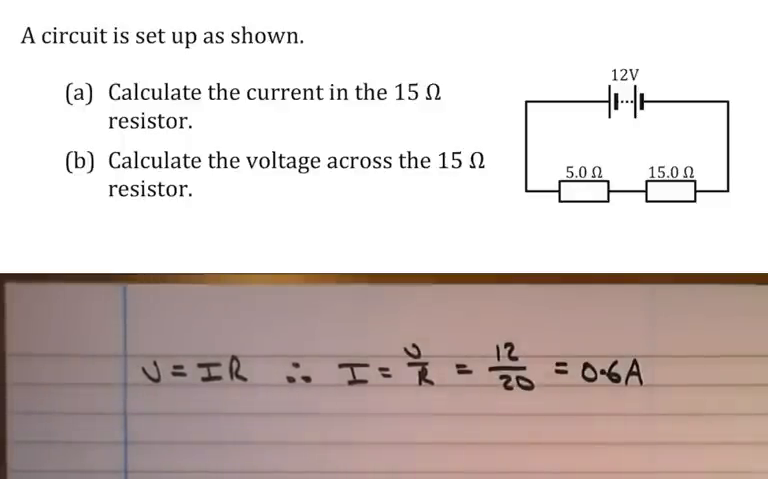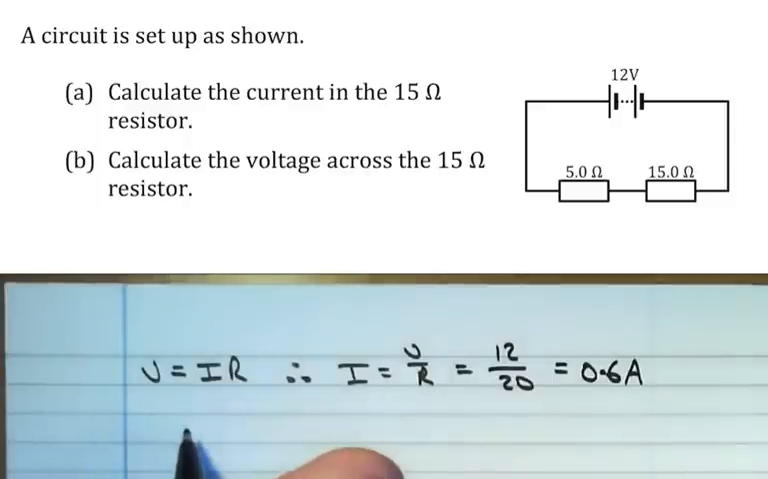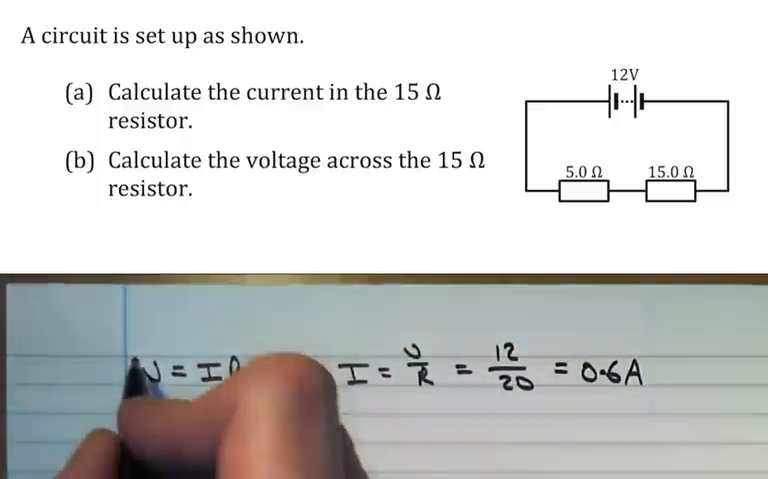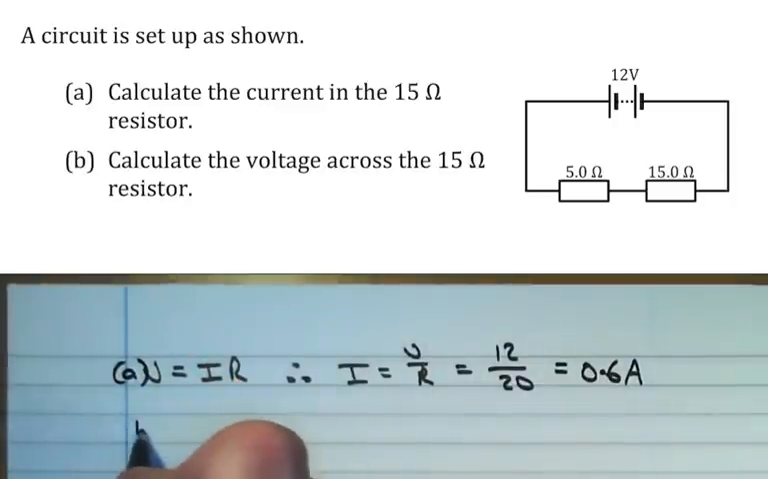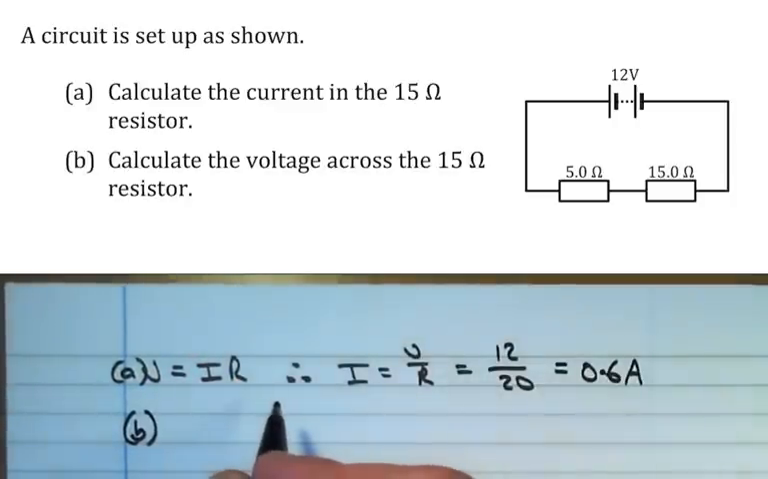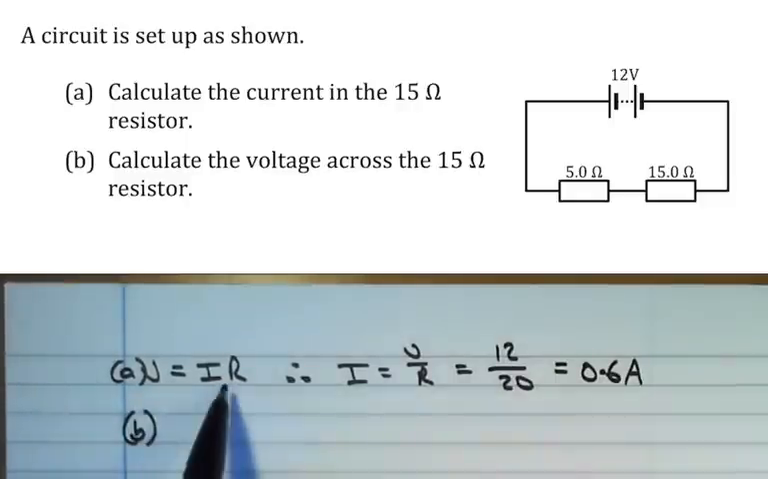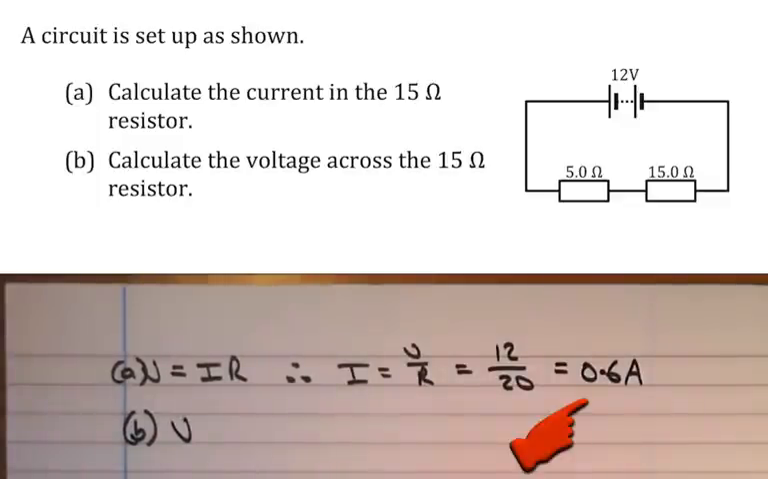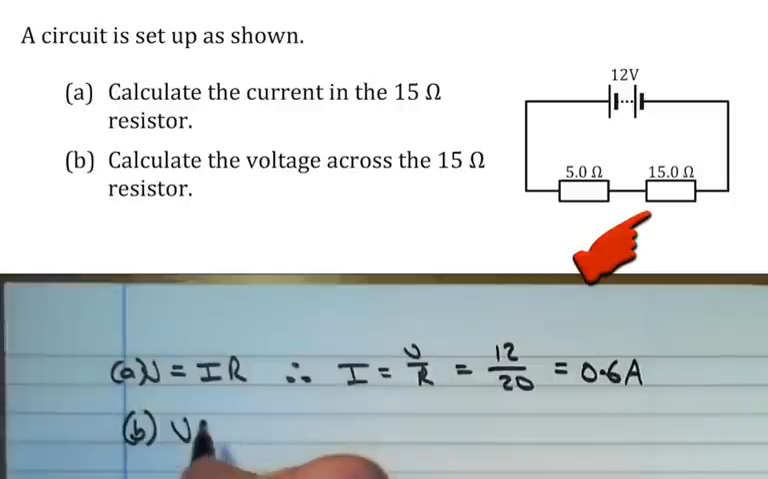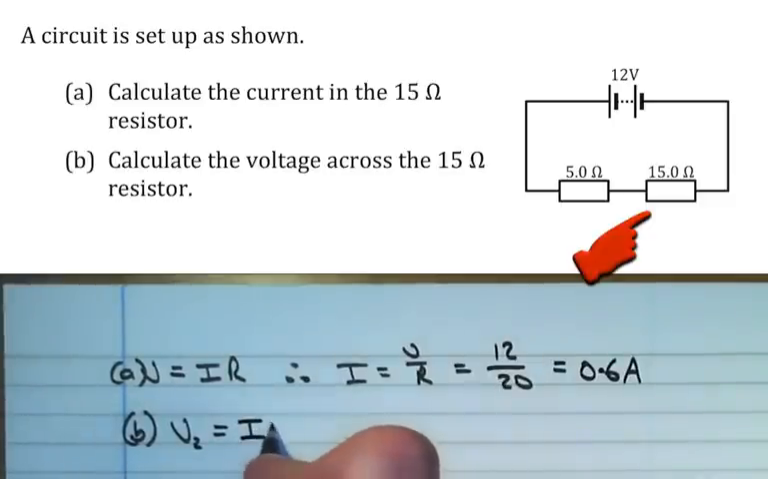Now, what's the next thing we have to do? We worked out the current. As I said, this is like a potential or voltage divider. So in part A we worked out the current, and if we want the voltage across the 15 ohm resistor, we're just going to use this same equation. Let's call the 5 ohm resistor on the left R1 and this resistor R2. Then the voltage across R2, V2, is equal to the current I times the resistance of that second resistor.